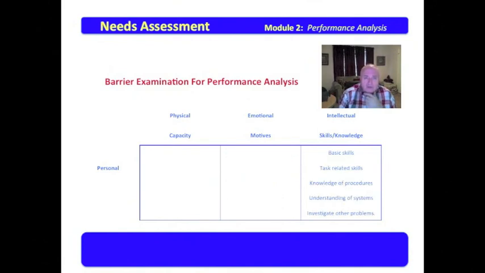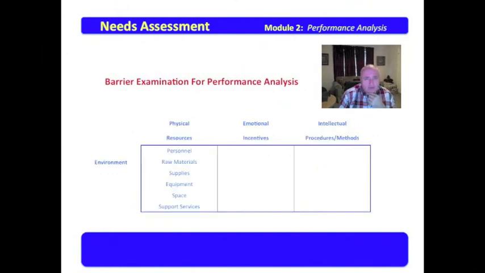On the intellectual side, do they have the basic skills and the task-related skills to be successful? Do they know the procedures? Do they understand the systems in the institution? And then sometimes just other problems arise that you need to be aware of. A person may be suffering the underlying beginning stages of dementia or Alzheimer's. You never know what's going on intellectually.